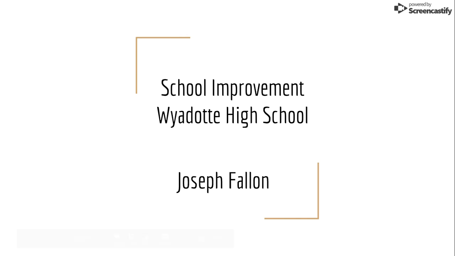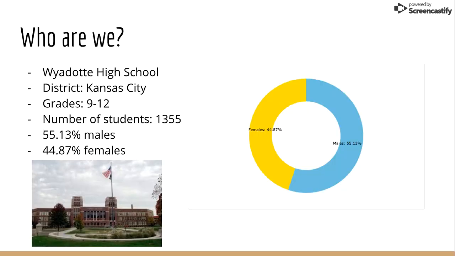This is Module 5 on school improvement. This is Wyandotte High School. Wyandotte is located in Kansas, in the Kansas City district. All right, so a little about this high school. Wyandotte High School is in the Kansas City district. It is grades 9 through 12.